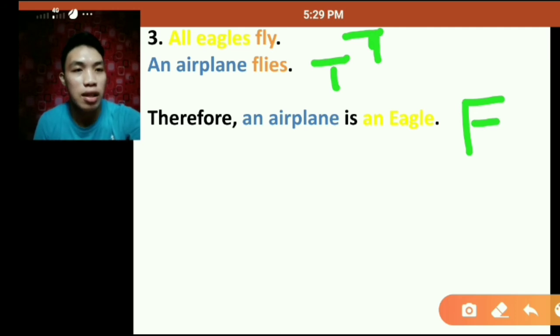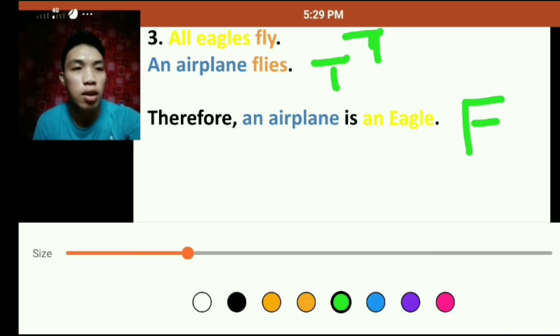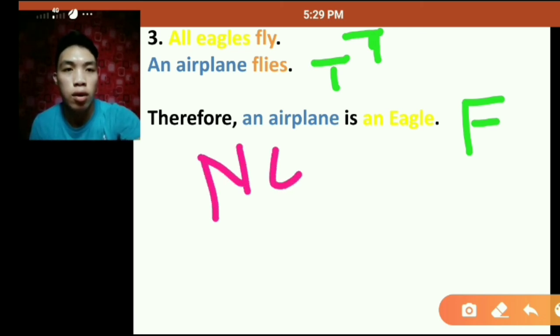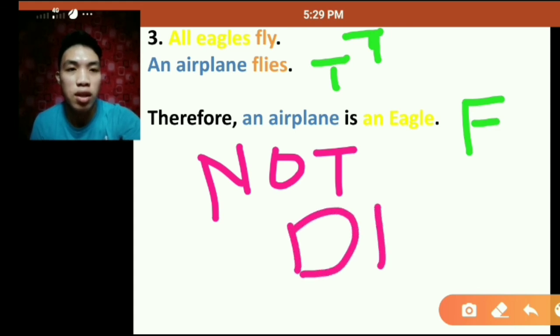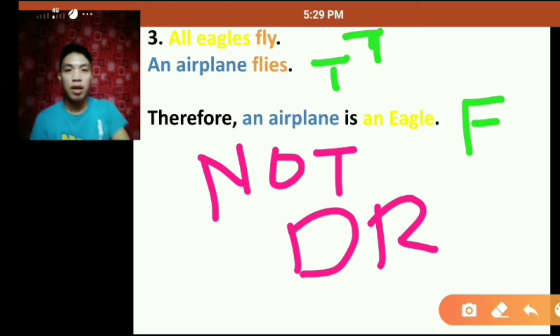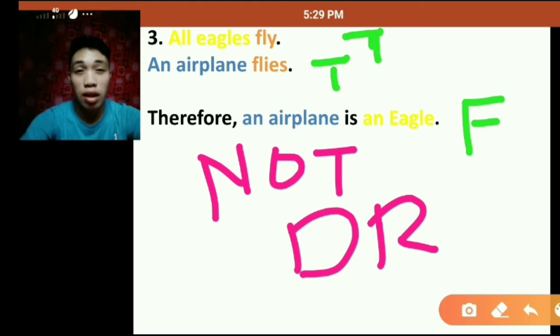So this example is really not a deductive reasoning. It's not a deductive reasoning because it did not consist the two criteria.